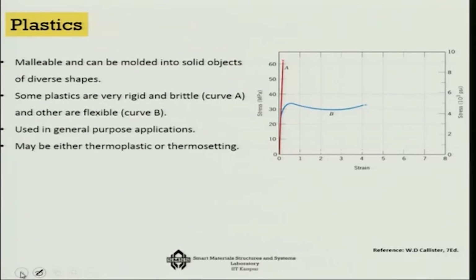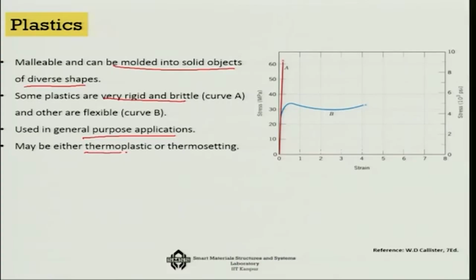The plastics, I already told you, are in between the elastomers and the brittle materials. They are malleable and can be molded into solid objects of diverse shapes. Some plastics are very rigid and brittle and others are flexible. They are used for all general purpose applications like toys or quick rapid prototypes you want to make, and they can be either thermoplastic or thermosetting. That is about the plastics.